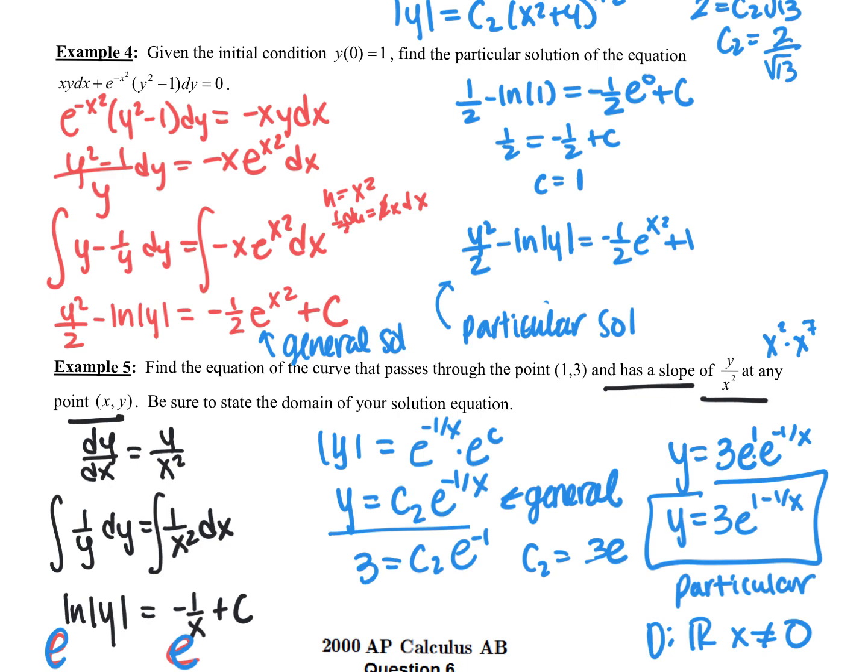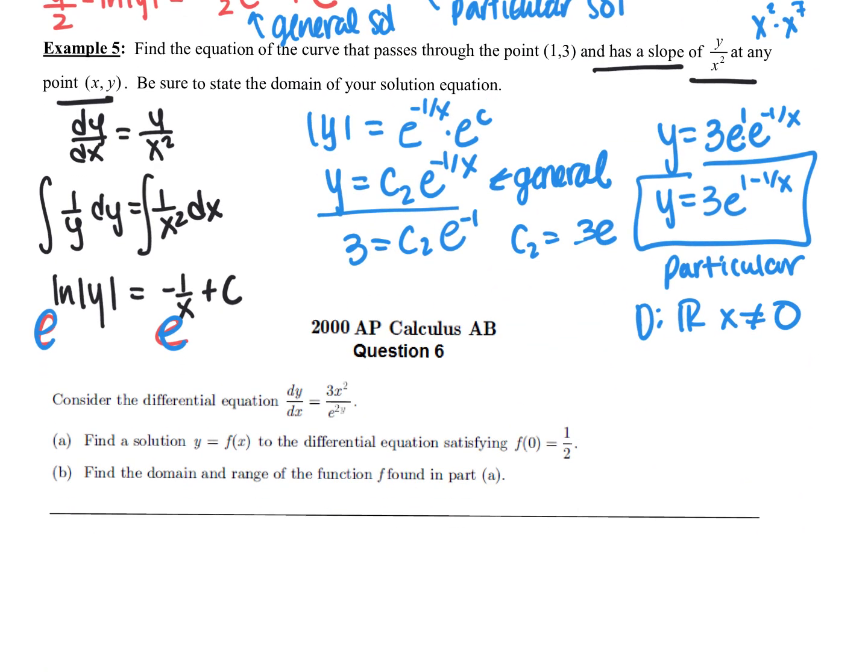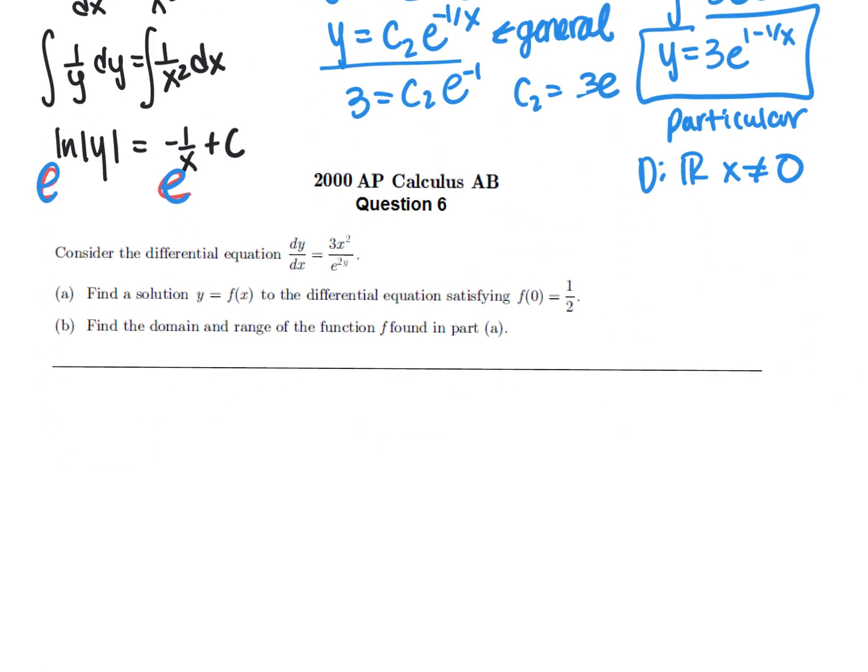Okay, so last one, I kind of want you to do it on your own as well. The first part, A, is just to find the solution. So it's a particular solution because they give you an initial condition. I know it kind of faded on your papers a little bit. That's 3x squared over e to the 2y. It's hard to see.